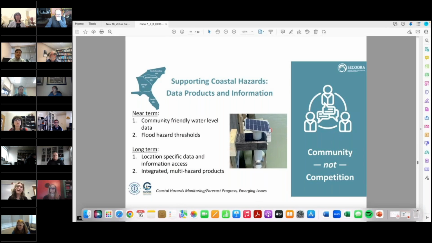So my final message in terms of this request around what SECOORA could do, our approach is around building community and building capacity, and not around competition. And we're finding that at the local level, and we're really excited to be doing that with our neighboring RAs, particularly with GCOOS as well, since we share this really big geography on the West Florida shelf. And that's all I wanted to say. Thanks again for the time and attention.